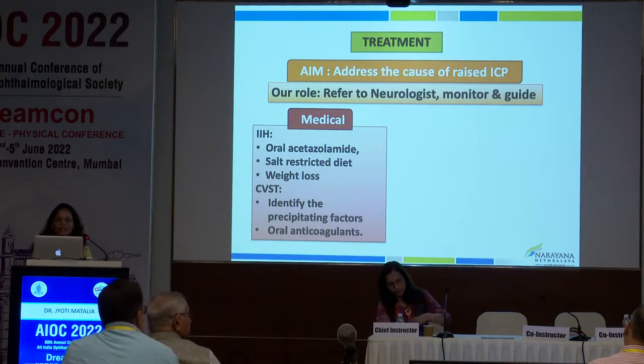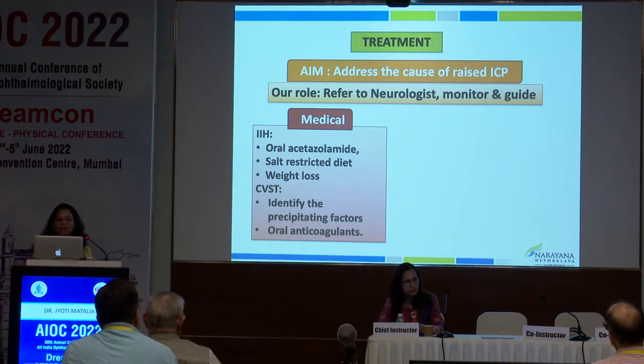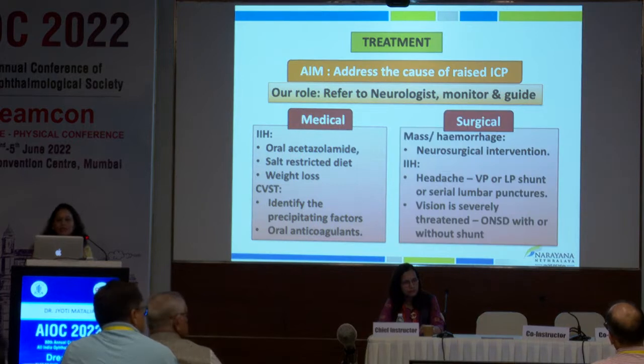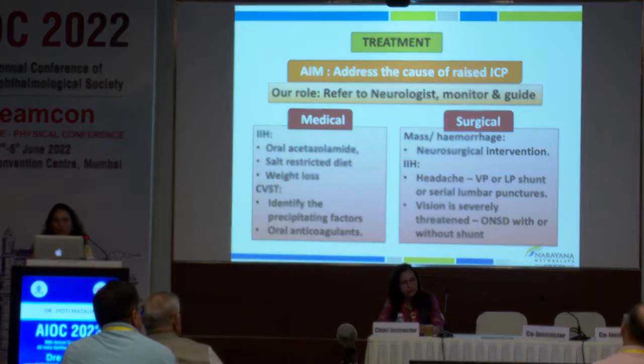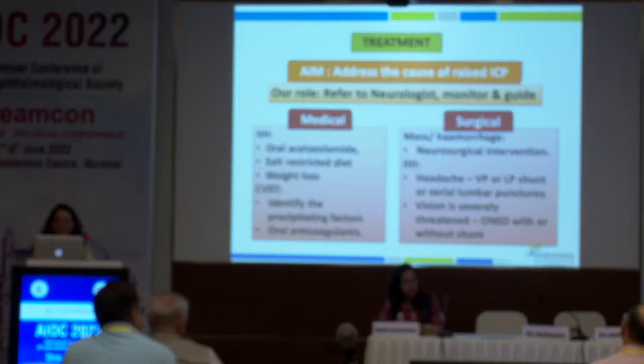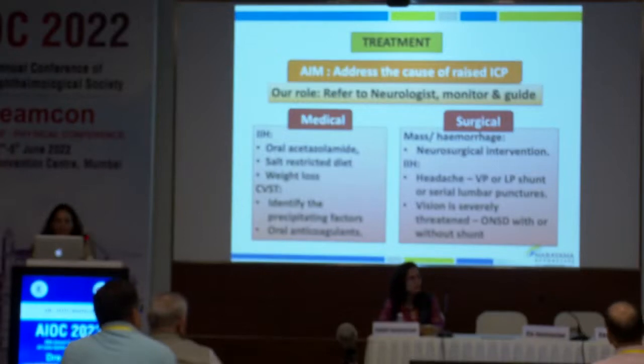CVTs, cerebral venous sinus thrombosis: identify the precipitating factors and treat with oral anticoagulants. Surgically, yes, it is reserved for conditions like if there's a mass or hemorrhage, you need to do neurosurgical intervention. If there is IIH and headache is the primary complaint, you need to do the VP shunt or LP shunt or serial lumbar punctures to reduce the pressure. That will reduce the headache.